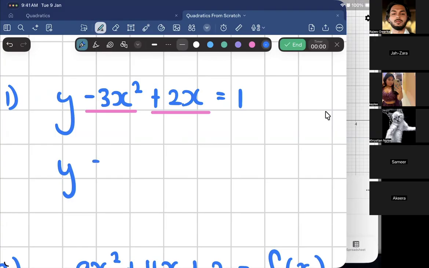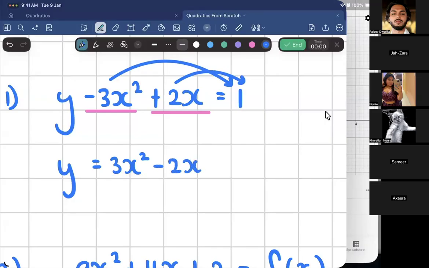So let's move across the minus 3x squared. If I move across minus 3x squared, what is that going to turn to? Positive 3x squared. Okay, well, what else do I have to move across? The 2x, so it becomes negative 2x. And what was already on the right-hand side before we moved across anything? What was there originally? The 1, which is positive. Right.